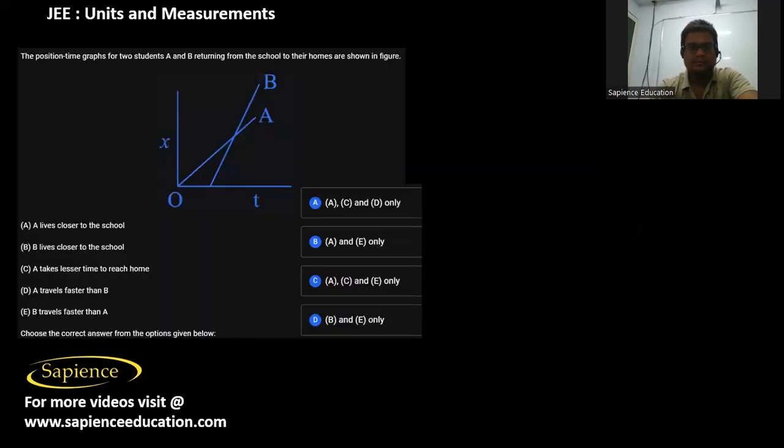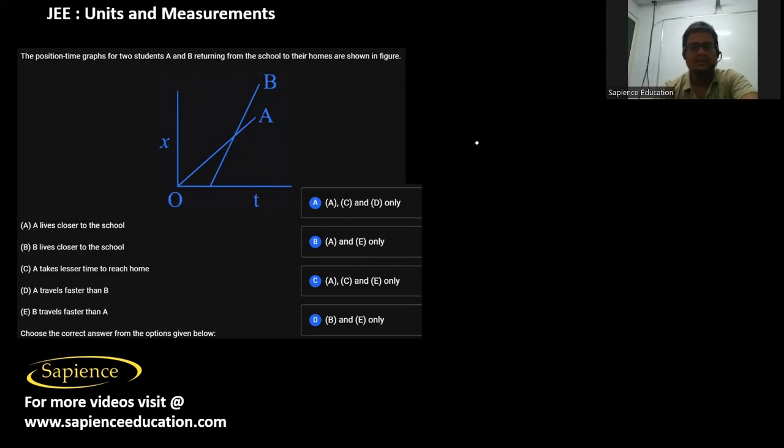So here it is told the position time graph for two students A and B returning from the school to their homes are shown in figure. A lives closer to the school, B lives closer to the school. So which of these options are correct? We have to choose the correct answer from the options given below. A lives closer to the school or B lives closer to the school. A takes lesser time to reach the home. A travels faster than B or B travels faster than A.